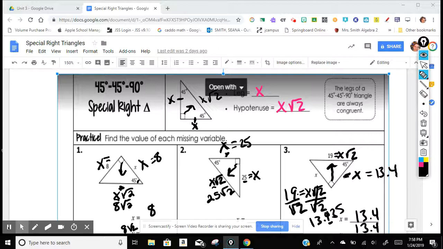Okay, so make sure you pause if you need to. I'm going to scroll down to the back side. So make sure you pause.